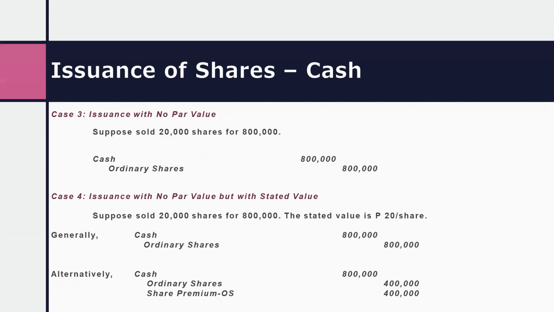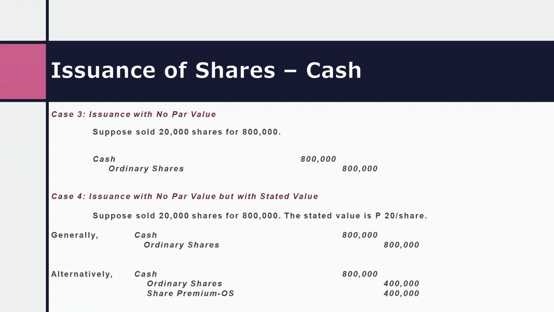Alternatively, pwede din ganito. I-debit mo ang cash na 800,000, you credit ordinary shares at 400,000. So that is actually 20,000 times your stated value of 20 pesos. So that's 400,000. And yung sobra, share premium ordinary shares.